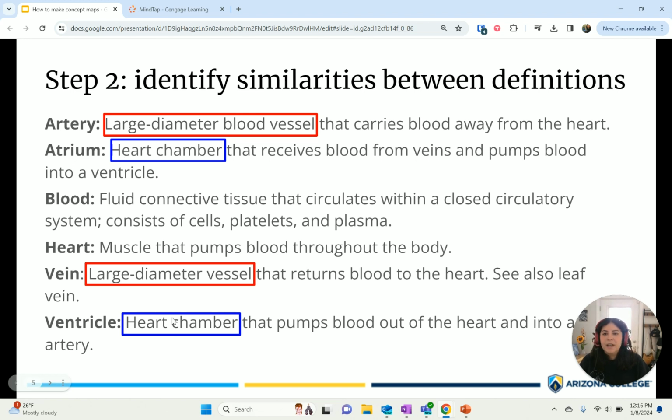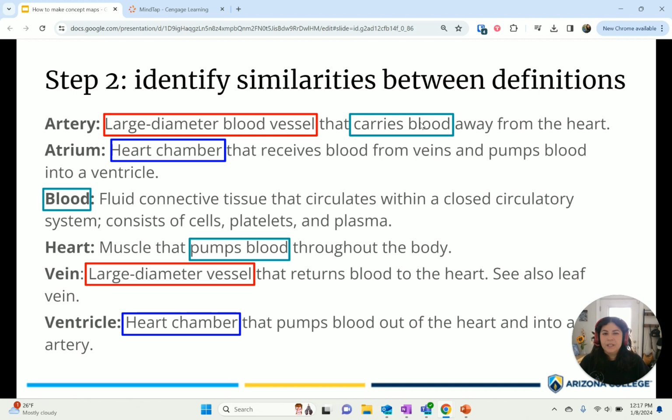You might also see some connections between multiple terms, or maybe connections that even include a term themselves. So like arteries carry blood, blood is one of our terms, and the heart pumps blood. So this is just helping us start to see some potential connections we could draw between these terms. Once again, this is not all of the potential connections, but it is at least a connection to each term. So I've done at least one connection for each term.